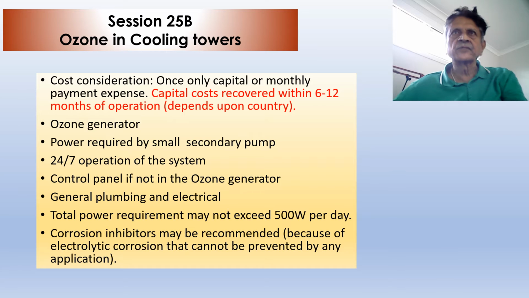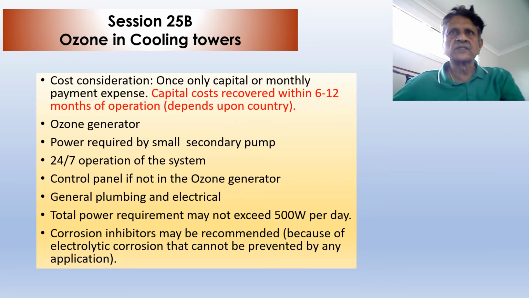First, the capital cost will have to include an ozone generator, we need a secondary pump, a compressor if it is not available within the system. Generally, most large cooling tower systems will have a compressor. The operation is 24/7. There's a control panel. If it is not in the ozone generator, it should be separate.